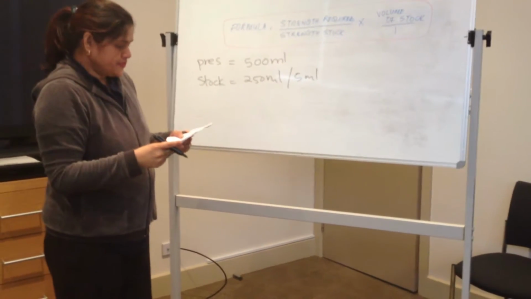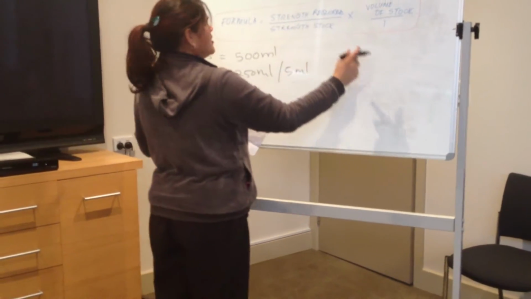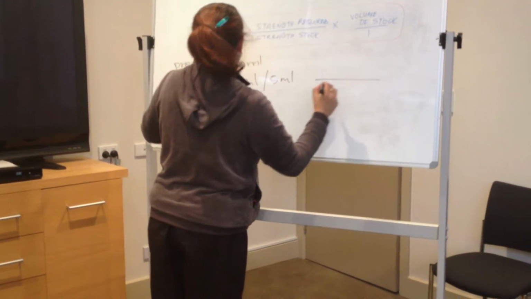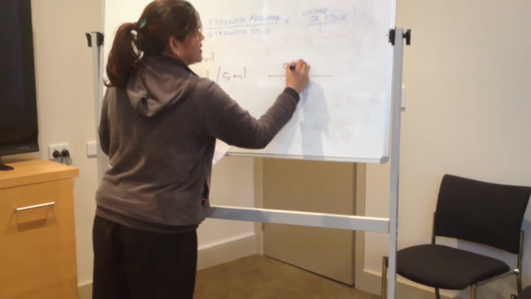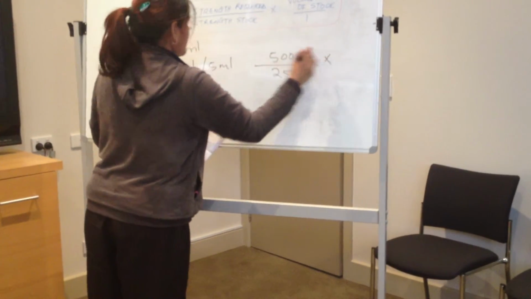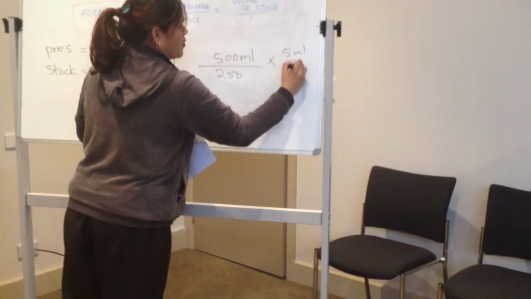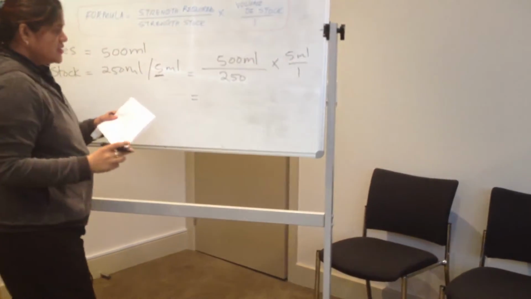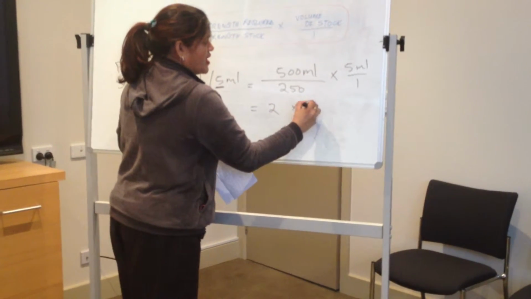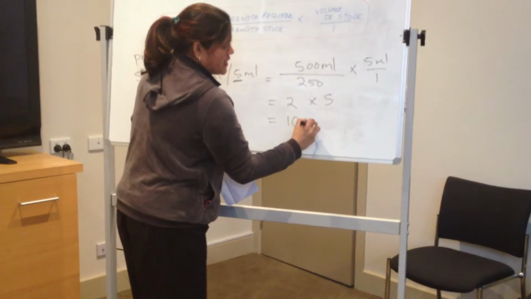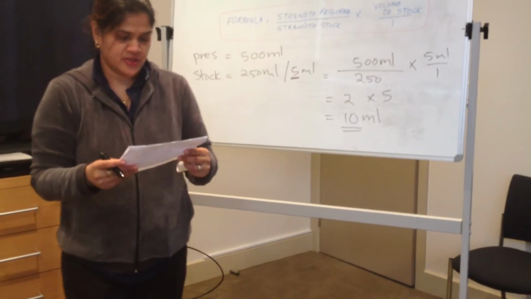Now, going back to the formula, what you have is 250. What is required is 500 ml multiplied by the volume of the stock, 5 ml over 1. So this is how you're going to work it out. Now 500 divided by 250 is 2. Multiply by 5, you end up with 10 ml. So this is what you are going to actually give to your patient.